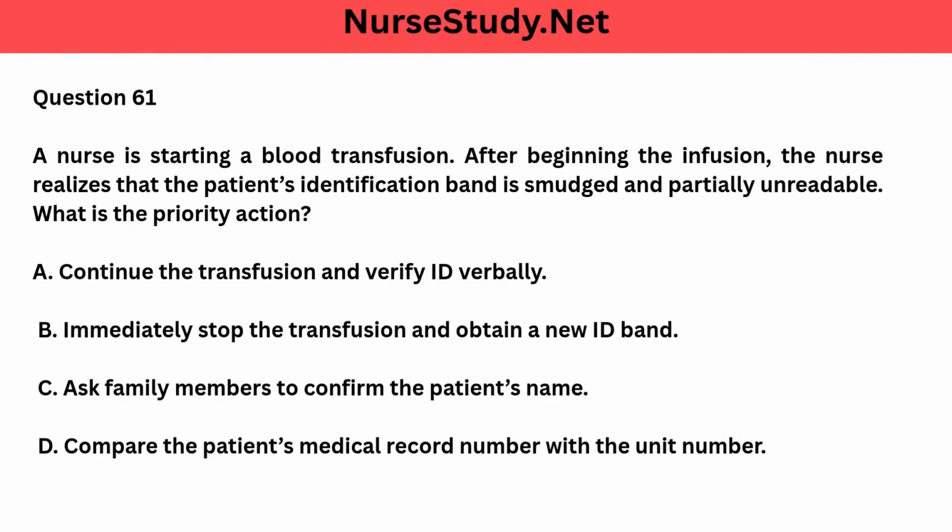Question 61. A nurse is starting a blood transfusion. After beginning the infusion, the nurse realizes that the patient's identification band is smudged and partially unreadable. What is the priority action? A. Continue the transfusion and verify ID verbally. B. Immediately stop the transfusion and obtain a new ID band. C. Ask family members to confirm the patient's name. D. Compare the patient's medical record number with the unit number.